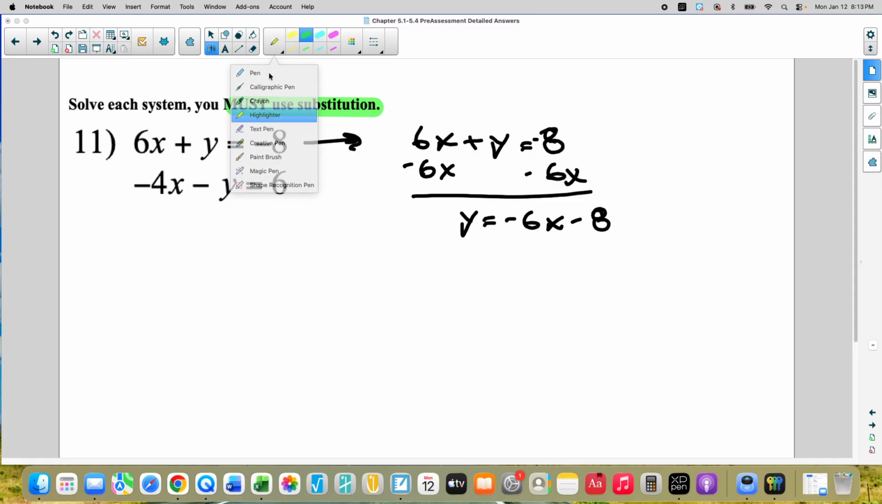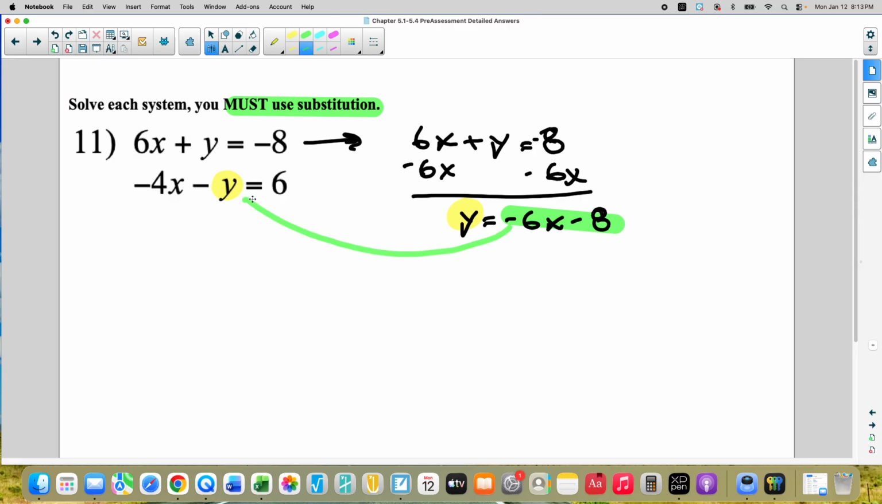And now I'm going to use substitution. I've got y isolated. I've got it in terms of x. So where I see y in the other equation, I'm going to substitute it in. Be careful of this negative though. This is tricky in that manner. You have negative 4x minus the y value, and that y value is negative 6x minus 8, equals 6. So be careful here. We have to distribute this negative into both of the terms.